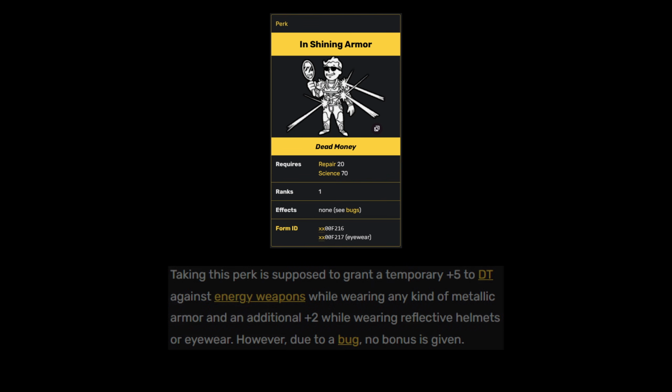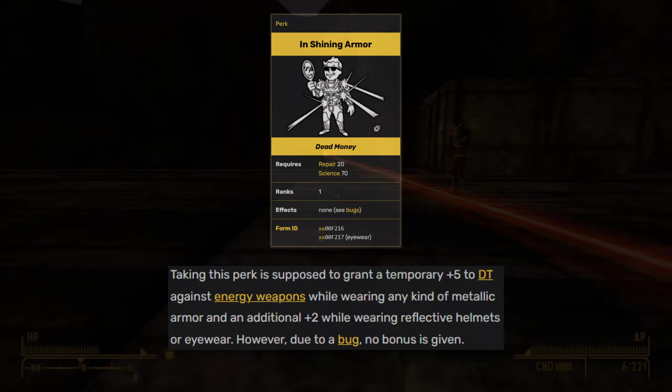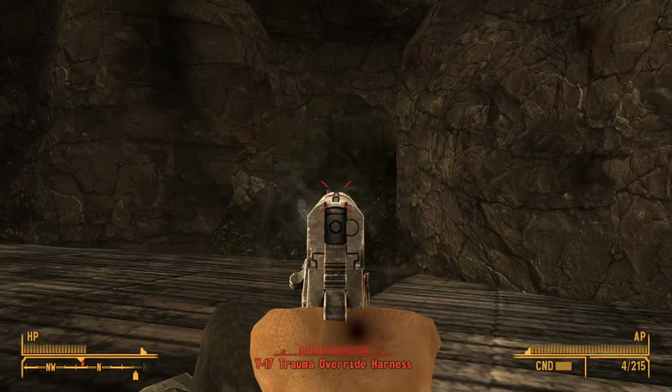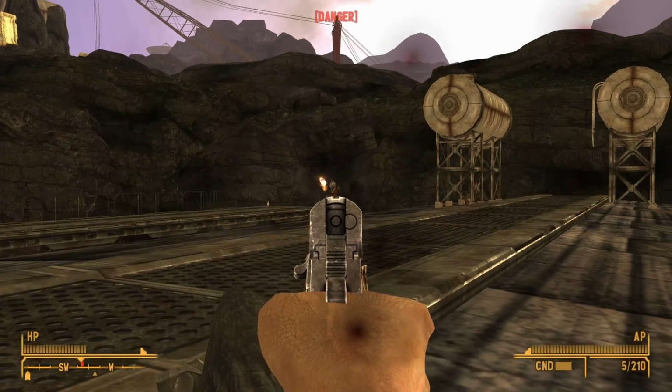For an example of a worst-case scenario, there's a perk in Fallout New Vegas called In Shining Armor, which the game states will give a defensive bonus against energy weapons, but due to a bug, the perk actually has no effect. To a new player, this perk may seem like a viable, albeit situational option, but with perfect information, the choice of whether or not to take this perk is practically non-existent.